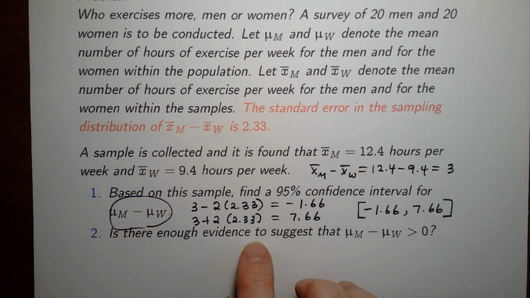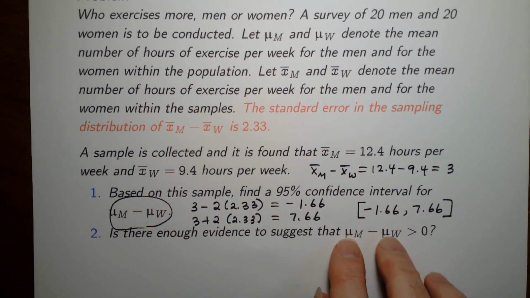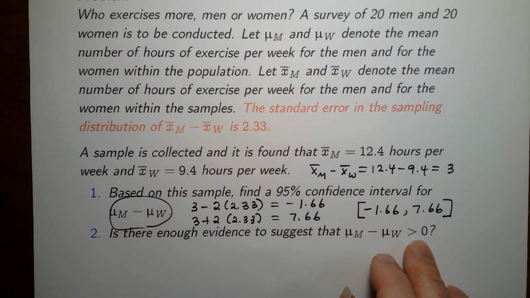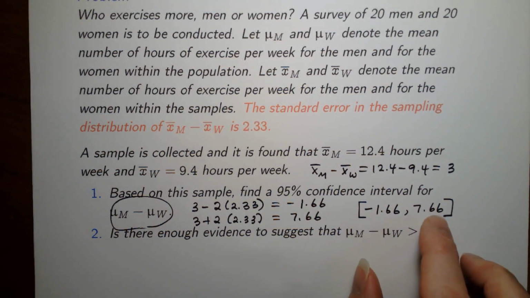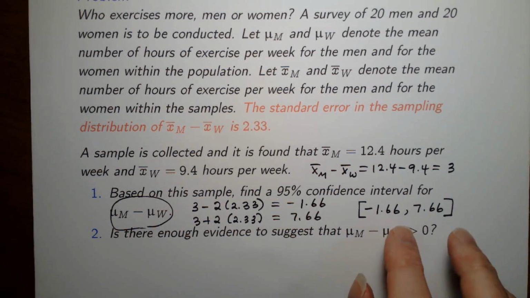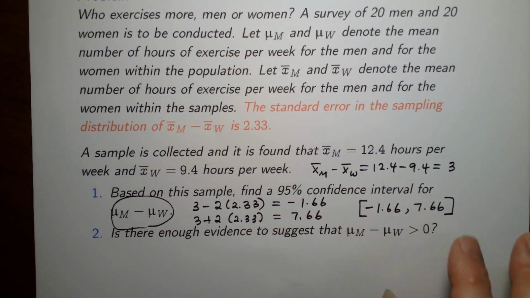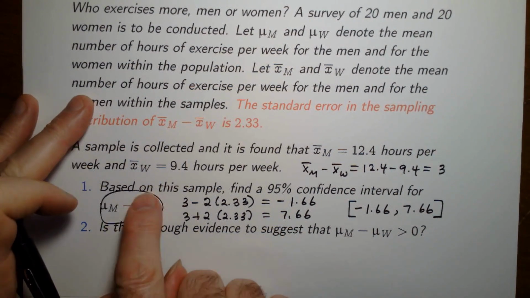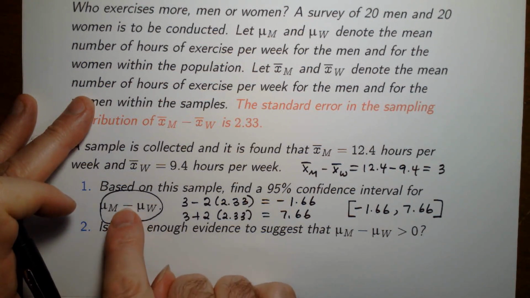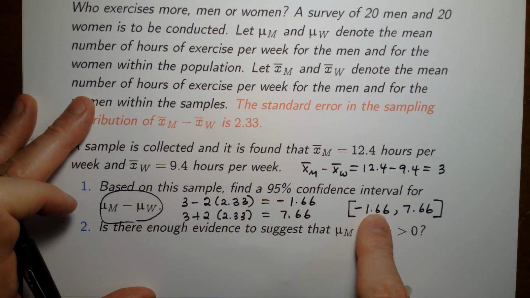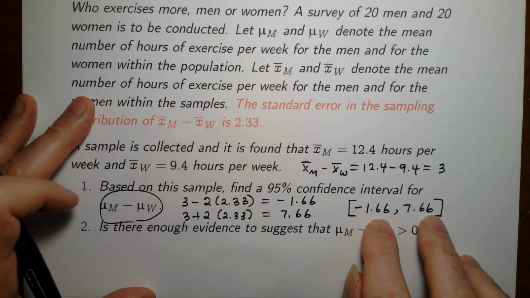Now, is there enough evidence to suggest that this difference is strictly positive? Given that our interval contains both negative numbers and positive numbers, we really can't draw this conclusion from this evidence. All we know is that we have a lot of confidence that this difference sits inside this interval. So for all we know, this difference could in fact be less than 0, it could be equal to 0, or it could be positive. Any one of those 3 things is possible based on what we're seeing here with this confidence interval.